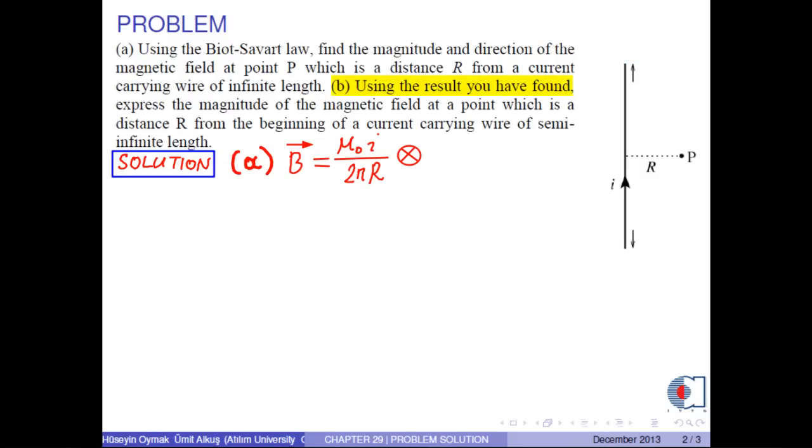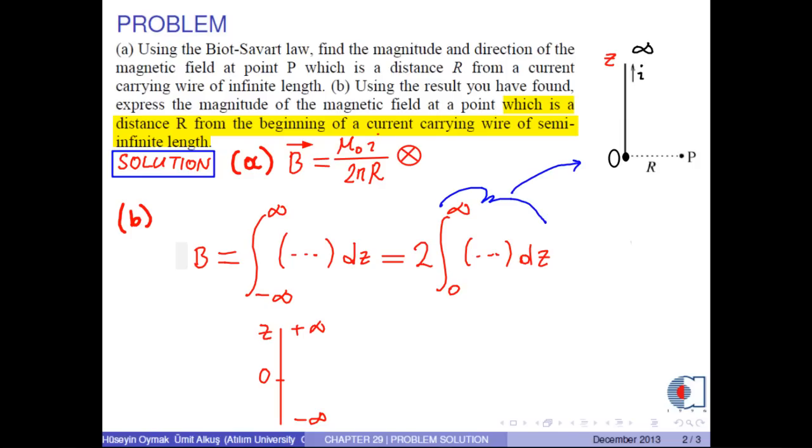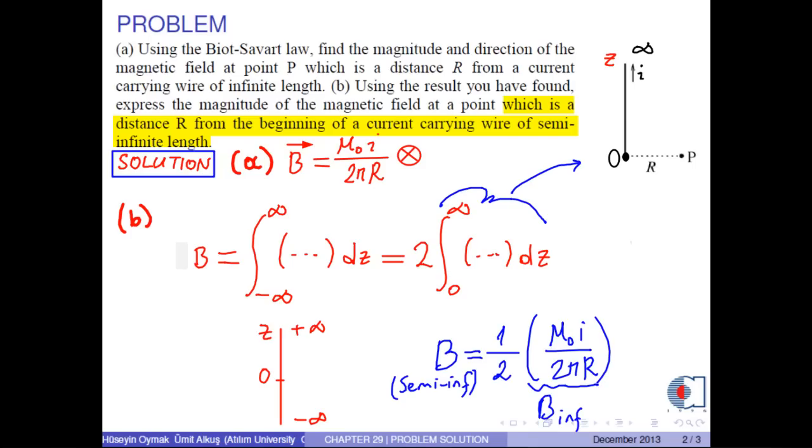B. Using the result you have found, express the magnitude of the magnetic field at a point which is a distance r from the beginning of a current-carrying wire of semi-infinite length. The integral to find the magnetic field of the infinite length has the limits negative infinity and positive infinity. We know that it is twice the integral from 0 to infinity, where the integral is for the semi-infinite length. Hence, we can write the magnetic field of the semi-infinite length as 1 over 2 times mu0 I over 2 pi r, where mu0 I over 2 pi r is the magnetic field of the infinite length. So, we write mu0 I over 4 pi r.